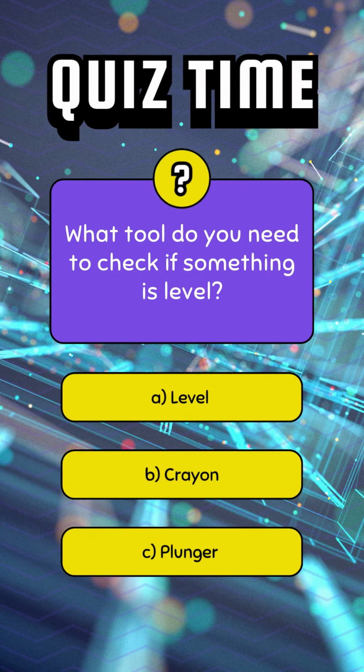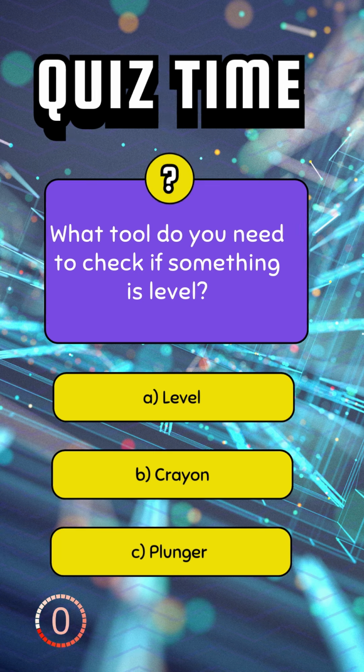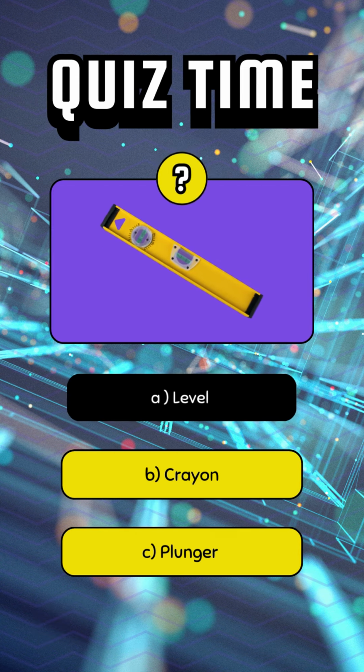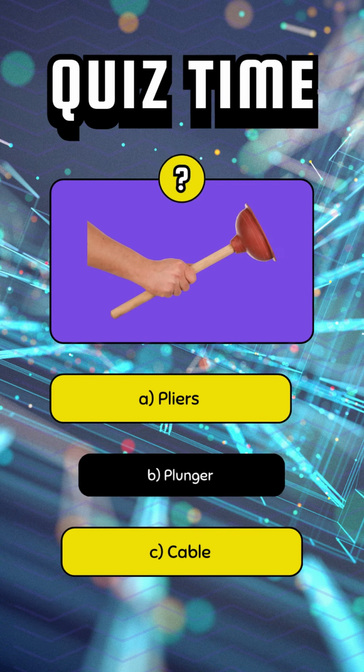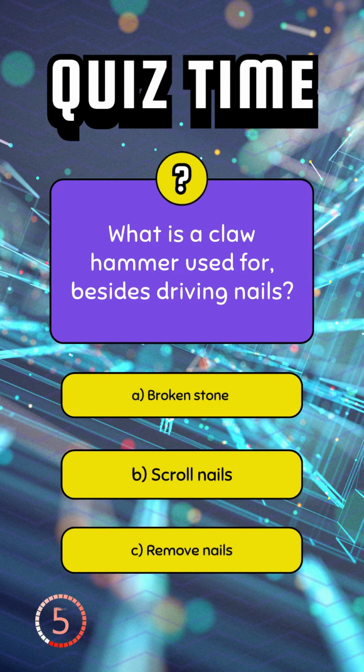What tool do you need to check if something is level? Which tool is best for unclogging sinks? What is a claw hammer used for, besides driving nails?